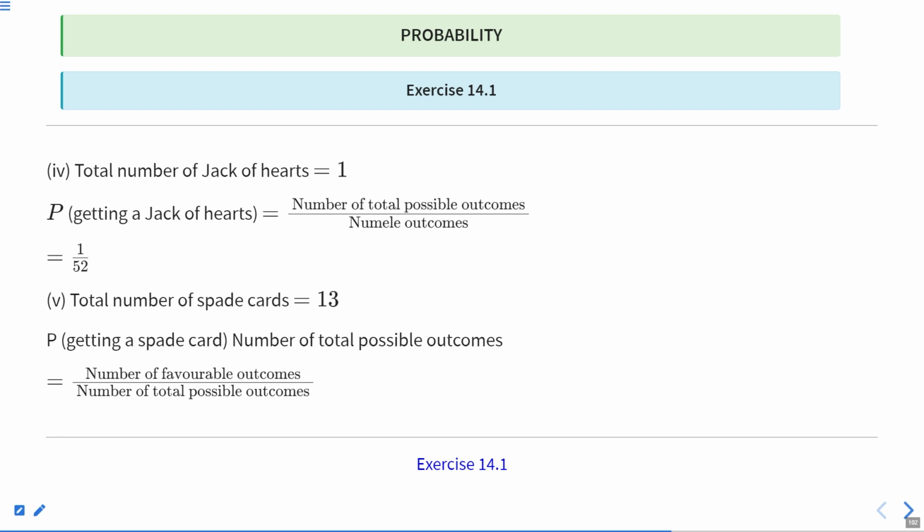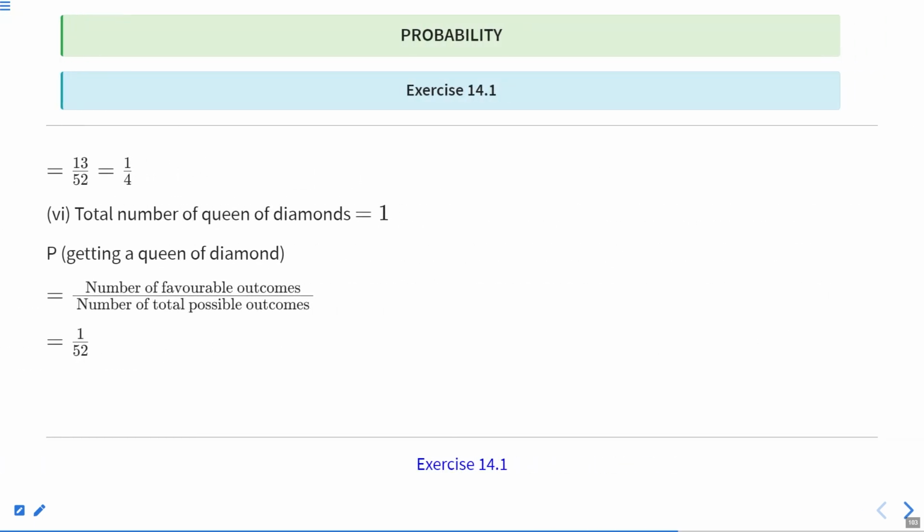Okay, and then we need to find probability of getting a spade card. So total number of spade cards is equal to 13. So probability of getting a spade card is equal to 13 by 52, that is equal to 1 by 4. Okay, and then we will need to find the probability of getting a queen of diamond.